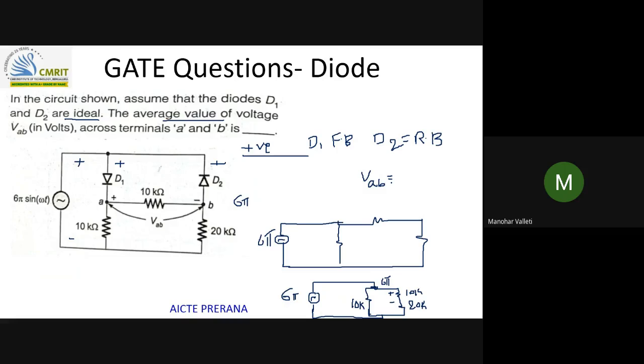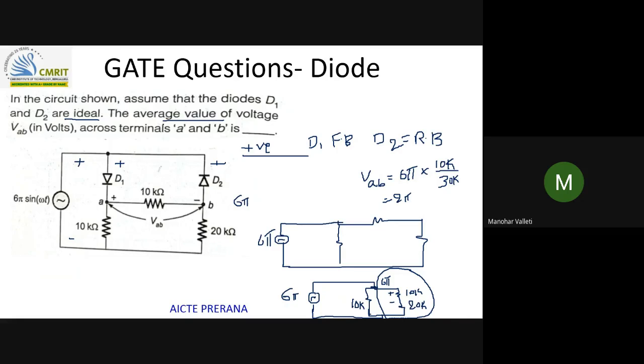Did you get VAB? Voltage division rule. I want the voltage here. 6 pi, with that resistance, 10K only in this arm. Because anyhow, across this 10K, 6 pi is there, but across here, 10K followed by 20K, 6 pi is there. So 2 pi sin omega t, because this is AC, right? So VAB is equal to 2 pi.